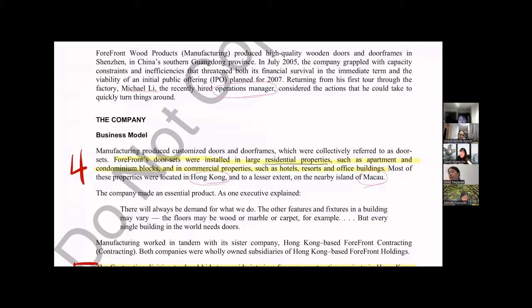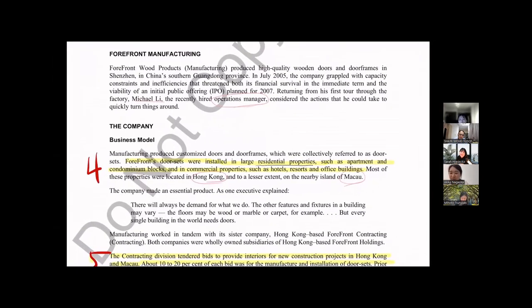Do you agree, Sarah? Who are their customers? Do you know who makes the door? Which company makes the door? Forefront Manufacturing. Okay. Where does Forefront Manufacturing get their contract from? From Forefront Contracting in Hong Kong. In Hong Kong, yes.